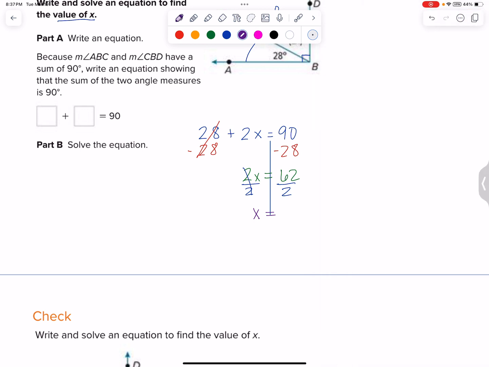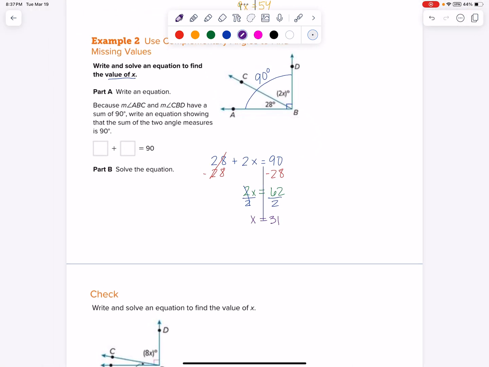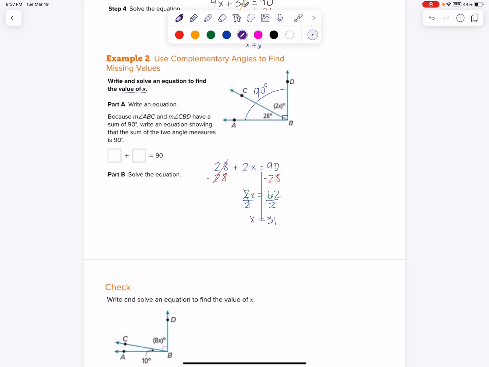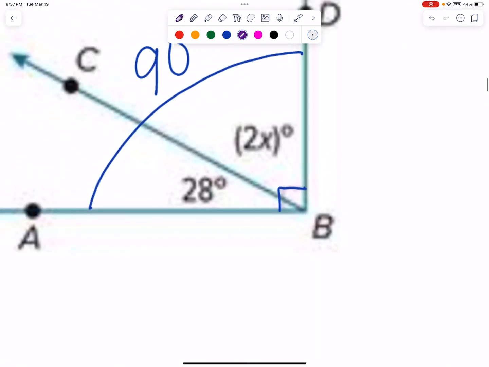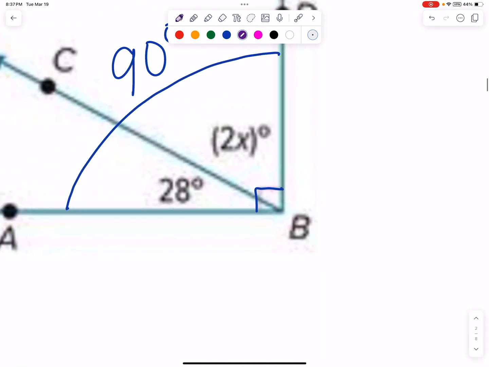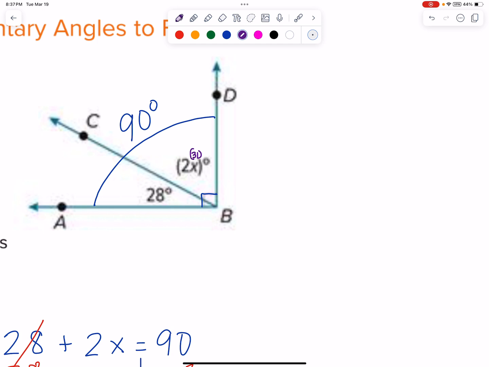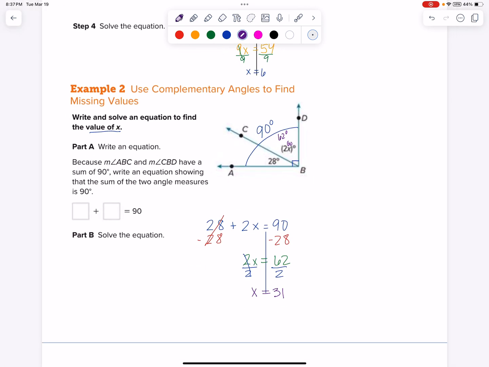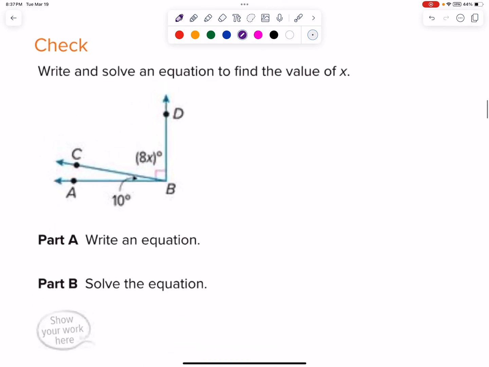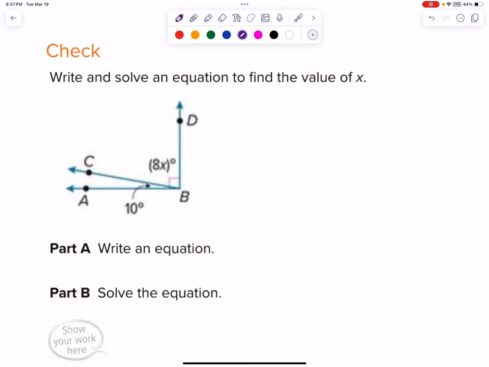Yep, there we go. X equals 31. So we've solved for x. And if I want to see what it actually was, x is 31. I could put 31 in for x. 31 times 2 is 64, or 62, sorry. But we just need to solve for x. We don't need to write 62 degrees. All right, go ahead and try this out. You can pause and see how you do, and then unpause and check your work.